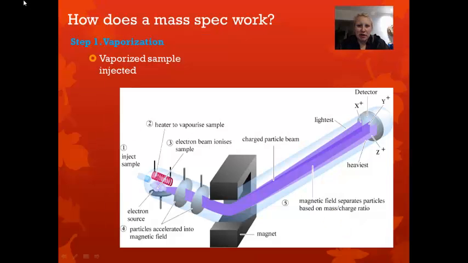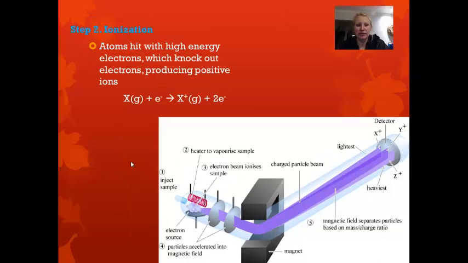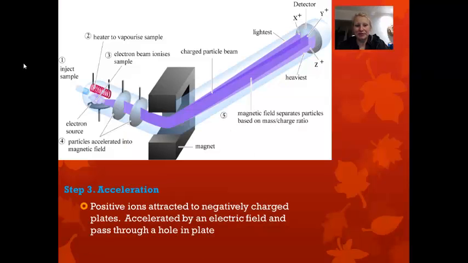So how does a mass spec work? Well, there's a few steps you have to memorize. This first step is vaporization. So the first thing you do is inject your sample into the mass spec where it's vaporized or turned into a gas. The second step is called ionization. Once you inject your sample, the atoms are hit with high energy electrons, which knock out more electrons, producing positive ions. So if this is your sample, you're hitting it with electrons to make positive ions and knocking out electrons.